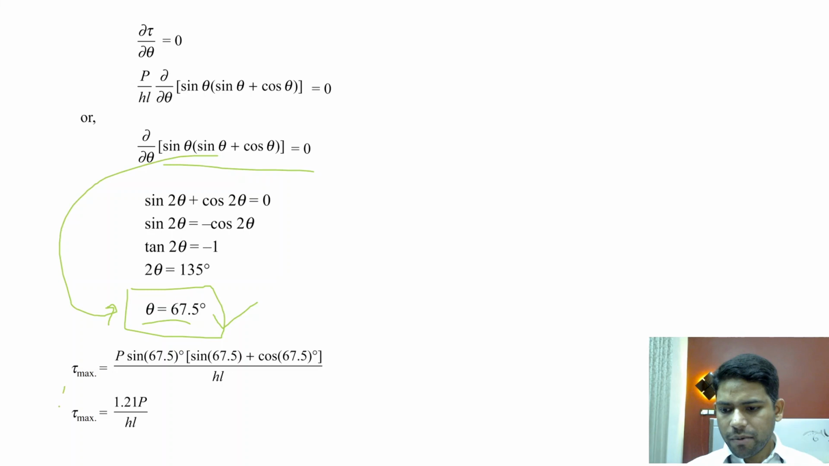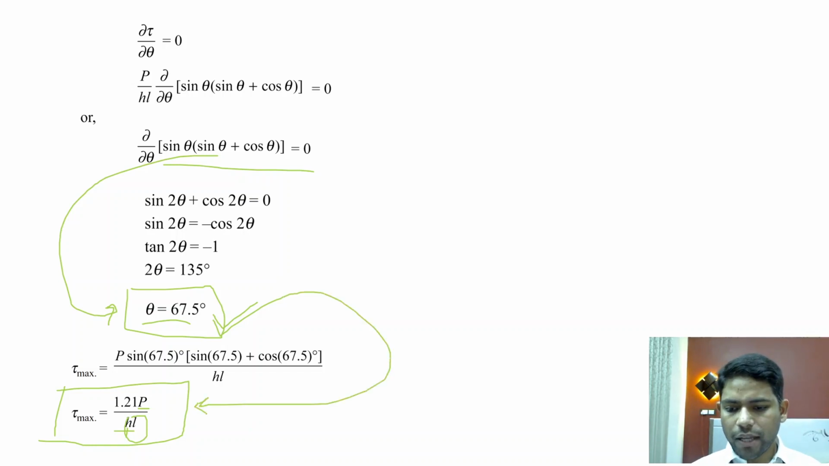So the value of maximum shear stress in case of transverse fillet weld is 1.21 multiplied by P divided by H into L, where P is the load acting on the structure, H is the leg dimension, and L is the length of the weld. So this is the inclination of the plane where maximum shear stress is induced, and this is the magnitude of that maximum induced shear stress.